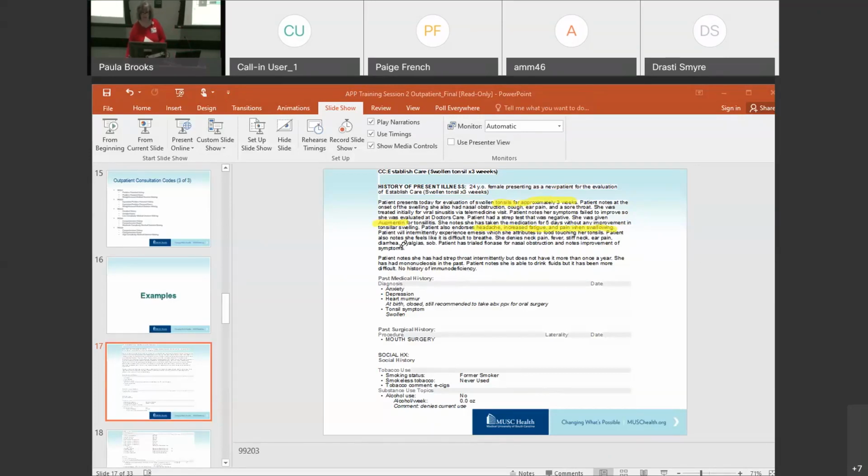Next, we have our review of systems. Here she talks about she's denying neck pain, fever, stiff neck, ear pain, diarrhea, myalgia, and shortness of breath. So we've got musculoskeletal, constitutional, ear, nose, and throat, GI, and respiratory for our review of systems. We have a past medical history for this patient. We have a social history for the patient.